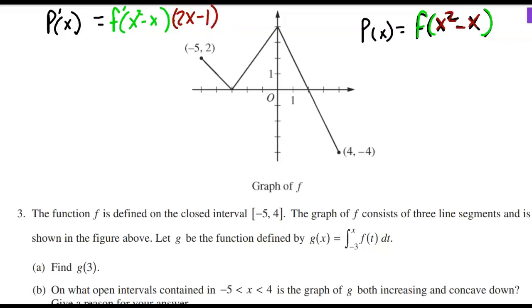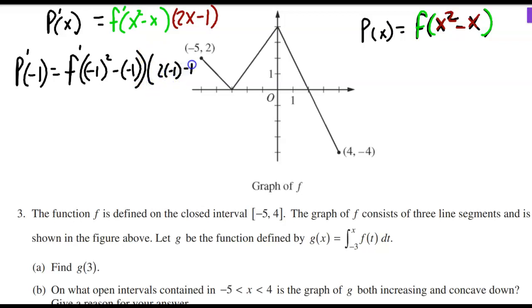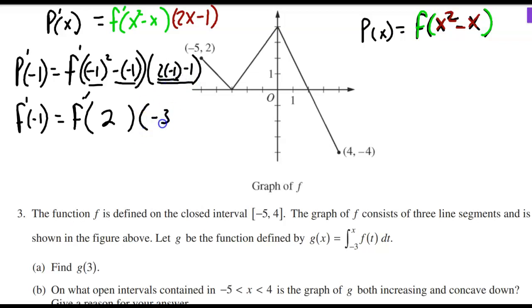Okay, now we want to find that derivative's value at -1. So I'm going to be plugging -1 in for x. All right, so let's see. -1 squared is 1. Double negatives makes 1, so we have 1 plus 1, which is 2. So this becomes f prime of 2. Over here we have negative 2 take away 1 is negative 3.